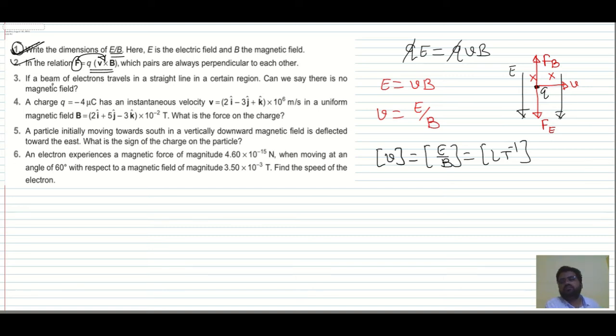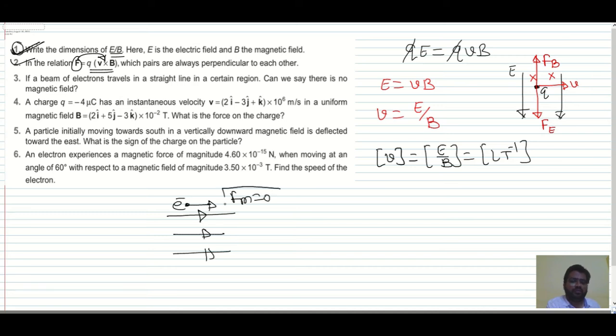Third one: if a beam of electrons travels in a straight line in a certain region, can we say there is no magnetic field? Possible, right? Can we say there is no magnetic field? Yes, possible. Can we say there might be a magnetic field? Yes, possible. Why? Because if we have a magnetic field in the direction of the motion of the electron, what is the force on it? It will be 0. So we can't surely say whether the magnetic field is present or not. So this is the third answer.